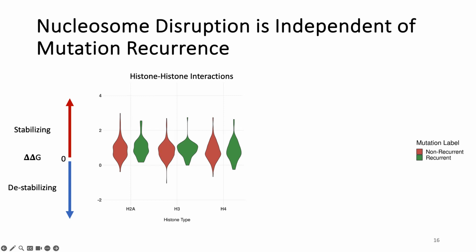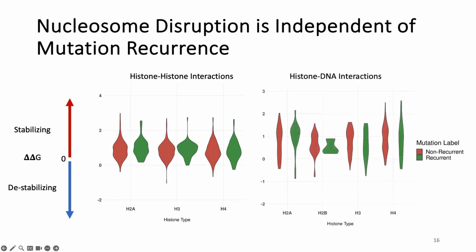Sorry, it should be the other way around. If it's positive, it should be destabilizing. If it's negative, it should be stabilizing. So just ignore the labels there, but if you see the red arrow, destabilizing, blue arrow, stabilizing. We actually didn't find any statistically significant difference between recurrent and non-recurrent mutations in terms of these two distributions, generally suggesting that both could be potentially equally as destabilizing. So there's no association there for histone-histone interactions, and similarly, we didn't find any association between recurrence for histone-DNA interactions either.